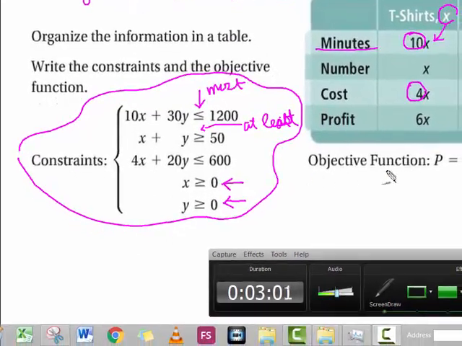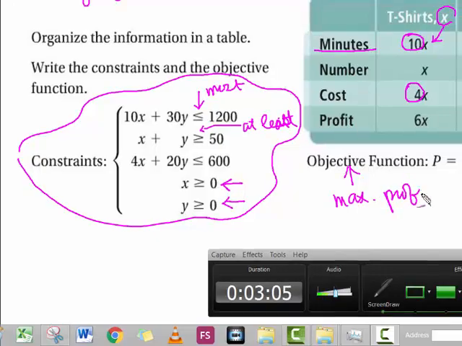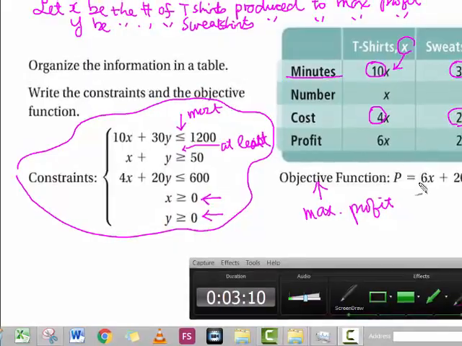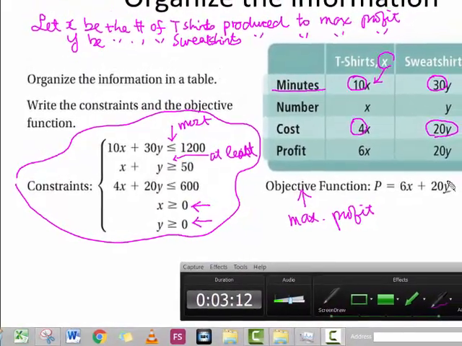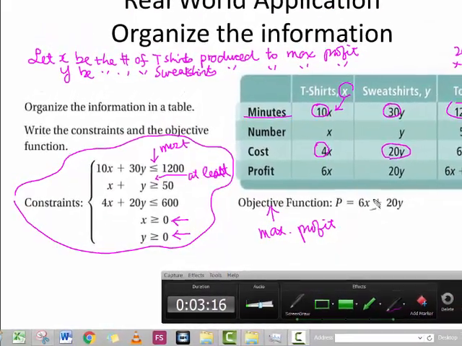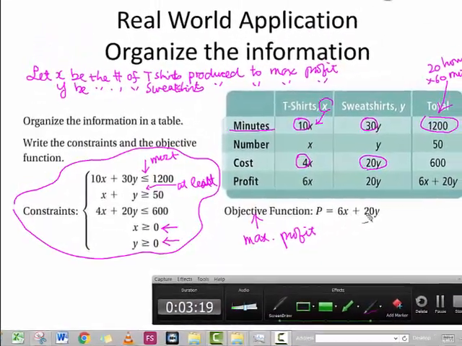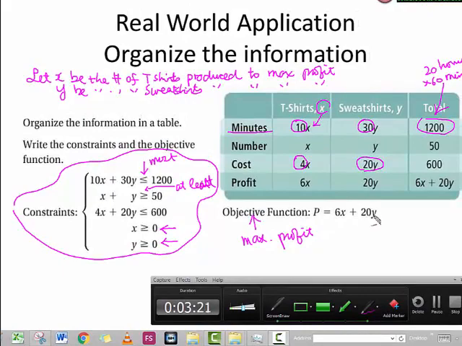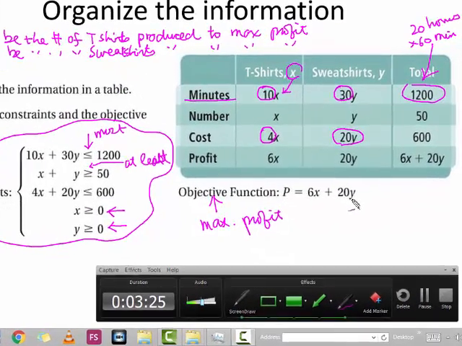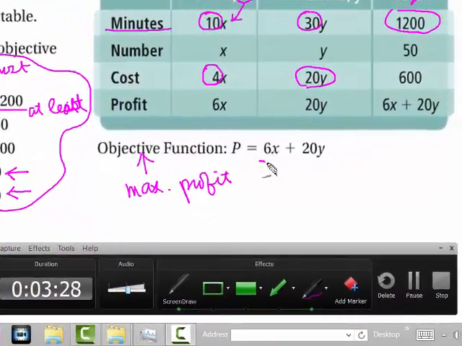And the objective function this time is to maximize the profit. When you sell one t-shirt, you make $6. When you sell one sweatshirt, you make $20. So if you sell x t-shirts, you're going to make $6x, and if you sell y sweatshirts, you're going to make $20y. So this is the objective function.